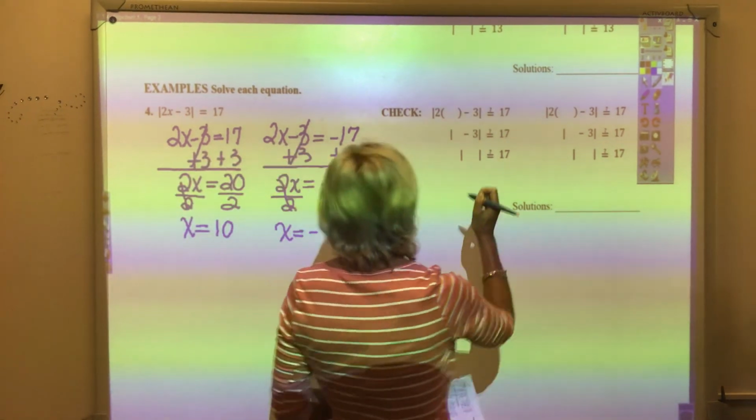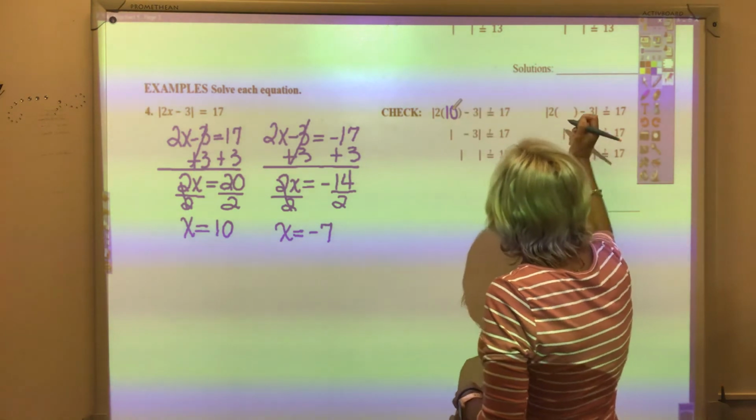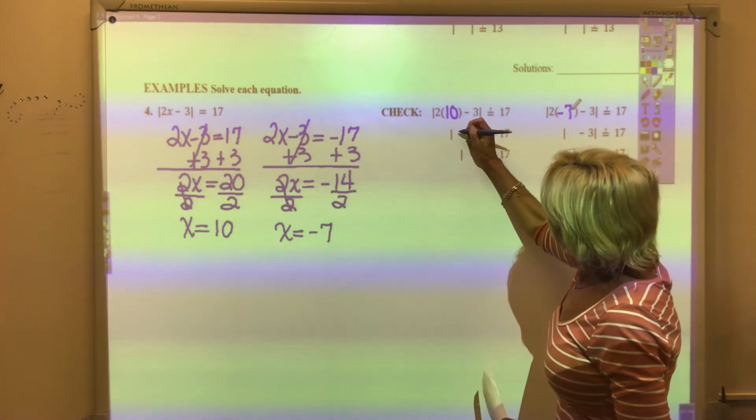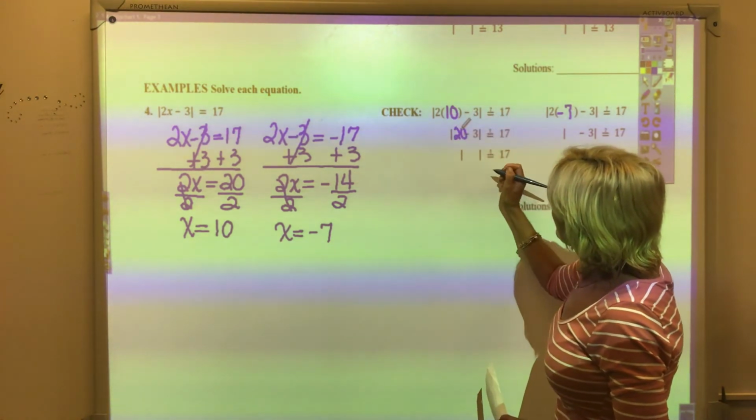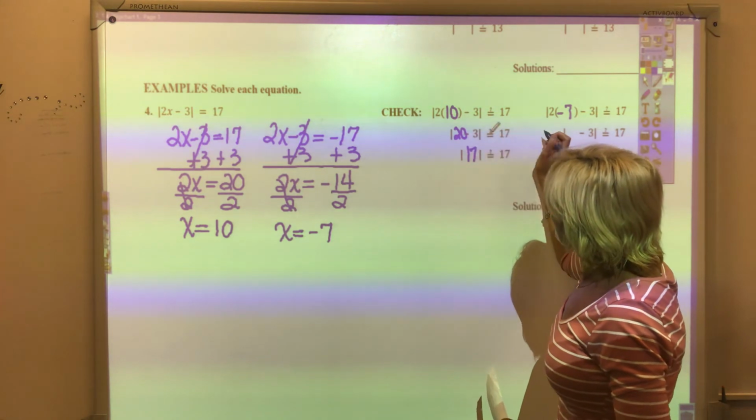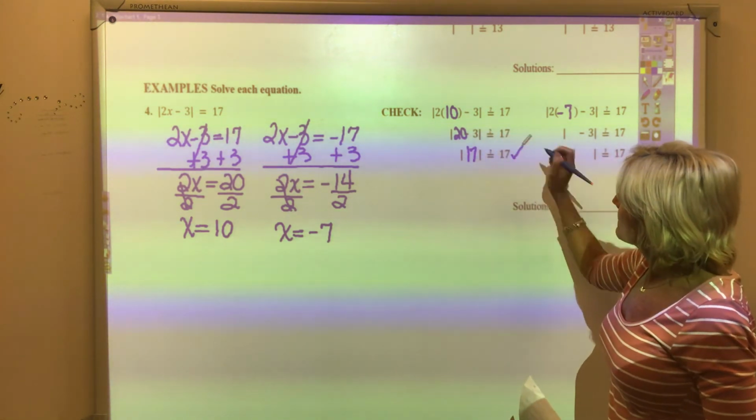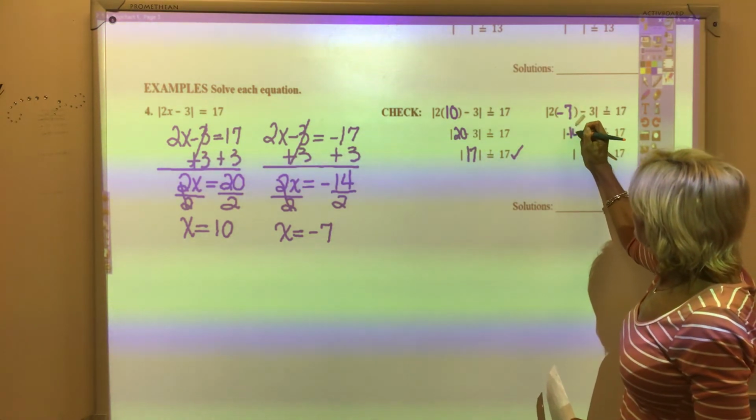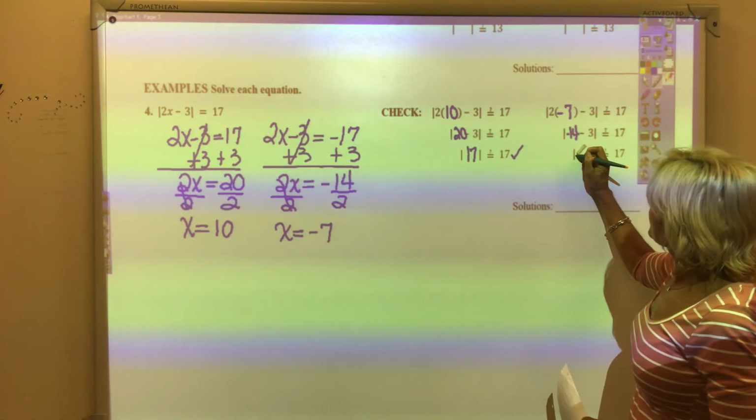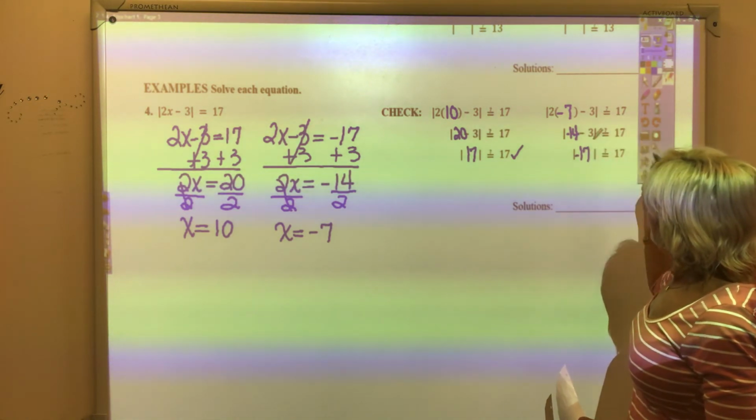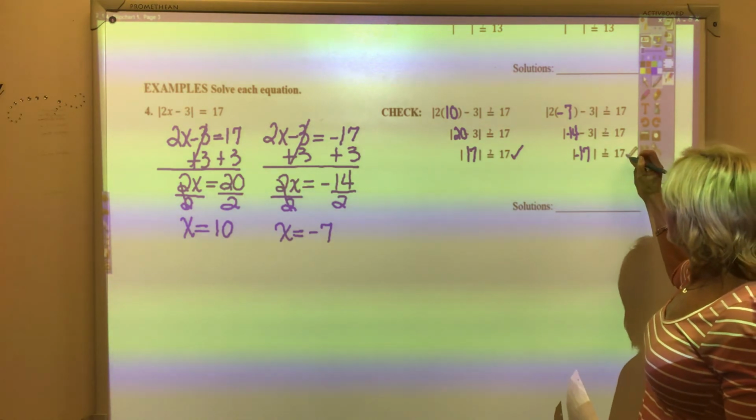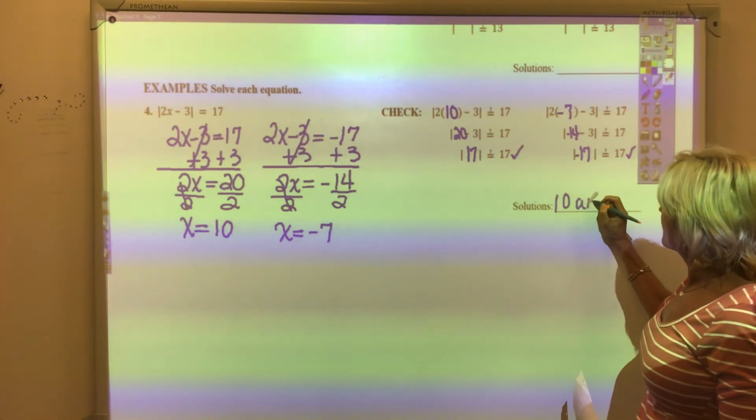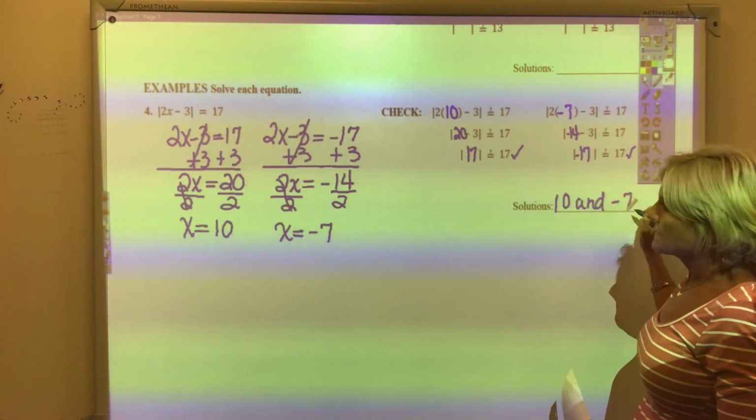So we're going to check 10 and -7 in our equations. 2 times 10 is 20. 20 minus 3 is 17. The absolute value of 17 is 17. 2 times -7 is -14. -14 minus 3 is -17. The absolute value of -17 is 17. So our solutions are 10 and -7.